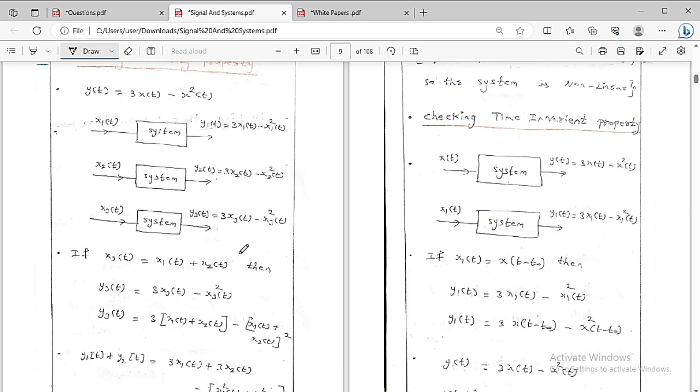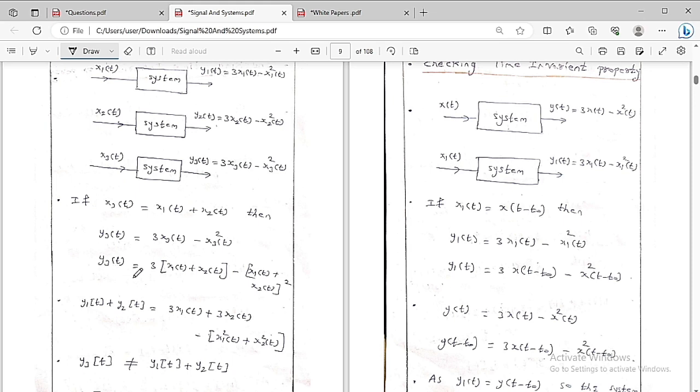Right? Now I am going to apply it like this. If this new input is a summation of the two previous inputs, then I will see what output I am going to get. If x3 of t is equal to x1 of t plus x2 of t, the output y3 of t is equal to 3 into x3 of t minus x3 of t whole square. In place of x3 of t, I substitute x1 of t plus x2 of t. So I get y3 of t is equal to 3 into x1 of t plus x2 of t minus x1 of t plus x2 of t whole square. This is the output you get from this input.